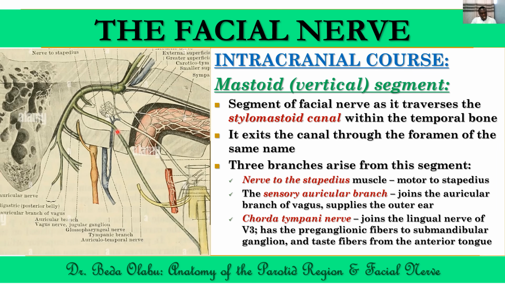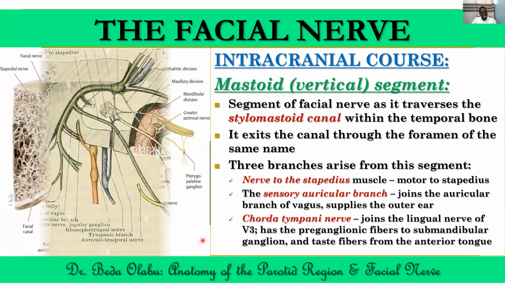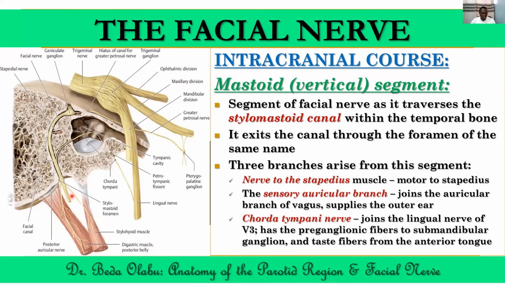It eventually runs to join the lingual nerve. Lingual nerve is a branch of the mandibular nerve, and the mandibular branch is a branch of the trigeminal nerve. So this lingual nerve is a branch of the mandibular nerve that goes to the tongue. Chorda tympani joins the lingual nerve. What does chorda tympani have? Perhaps this image shows us better the anatomy of the chorda tympani.